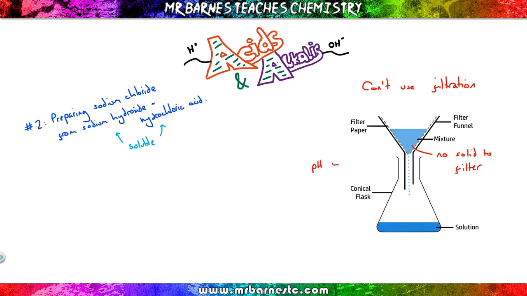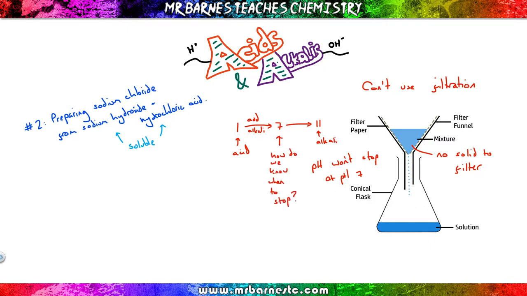The other thing is the pH won't stop at pH 7. You'll take your acid with a pH of 1, you'll add the alkali in, your sodium hydroxide, and it will get up to pH 7, but then it will keep going. You won't know by looking at it when it is neutral. So if you keep adding it, it will become an alkali, unlike with the core practical I just talked about. So what can we do to make sure we know it's neutral? And that is the titration steps.